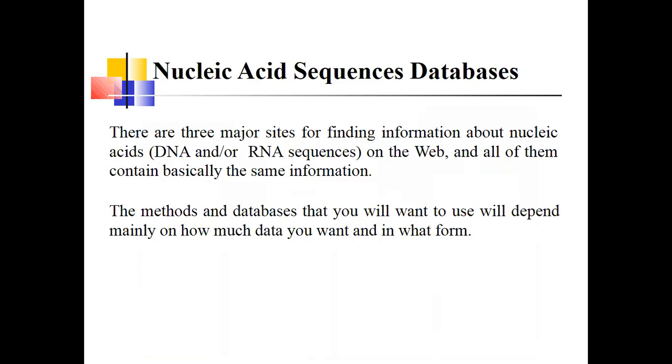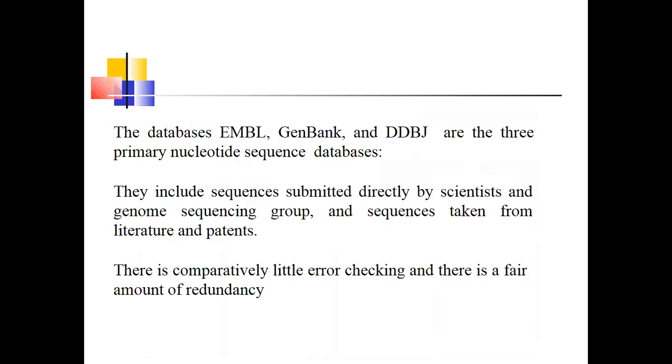Nucleic acid sequence databases are three major sites for finding information about nucleic acids on the web, and all of them contain basically the same information. As we already discussed, if a sequence is submitted to one database, it moves to the others through pipelines, and a specific cross reference is available for extracting that information. The three major nucleic acid databases are EMBL, GenBank, and DDBJ, considered primary nucleotide sequence databases.